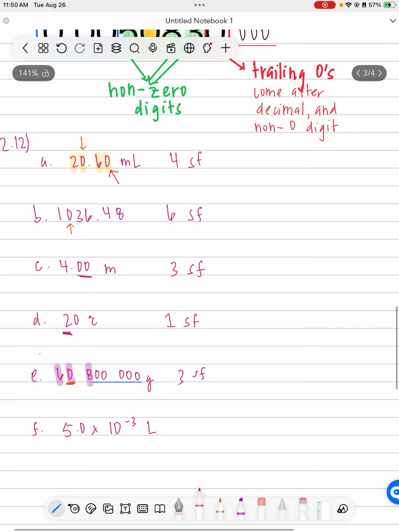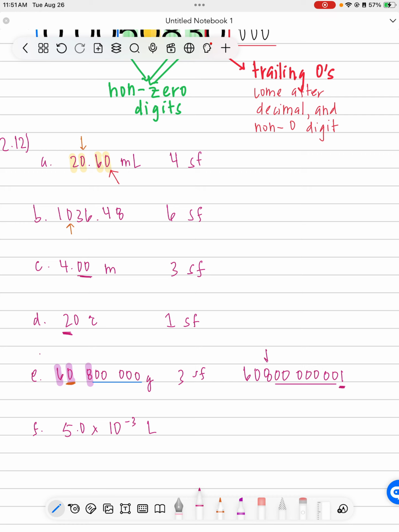What if we changed the number to 60800000001? Well, now that changes everything, because this digit is a non-zero number and it is significant, and it makes all of these zeros right here, now they're in between 2 non-zero digits. So now they are significant, and that would completely change our significant figures. But as it stands, we just have the 3 significant figures.